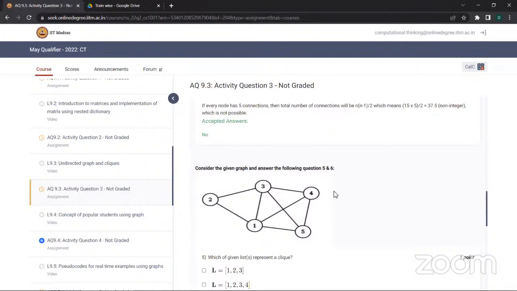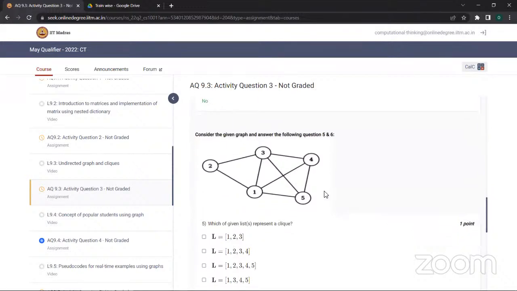Direct edge. Not directed, direct edge. See why I say direct edge. Now you will say 2 and 4 are connected, but they are connected via 3. They are not connected directly. There is no direct adjacency between 2 and 4 in this case. That's why 2 cannot be added to that clique. The clique is just 1, 3, 4, 5.